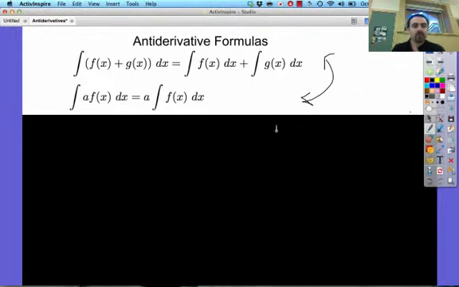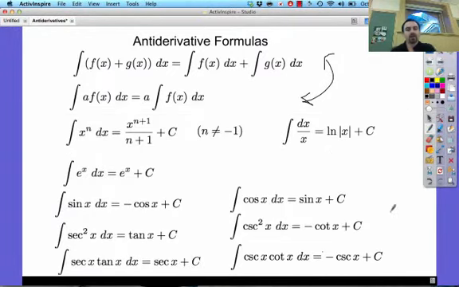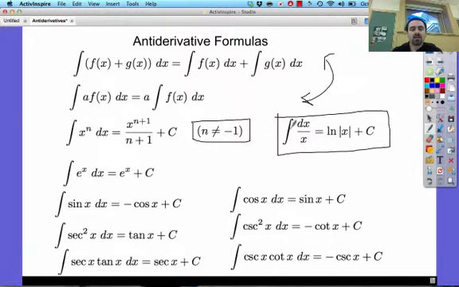Very, very nice. Okay, now we have a whole mess of the others, and these ones you just want to copy down. This is the power rule for antiderivatives. So for instance, if I want to take the antiderivative of x squared, it's going to be x cubed divided by 3 plus the arbitrary constant. And this works only when I'm not looking at x to the negative 1 power. If I'm looking at x to the negative 1 power, the antiderivative of x to the negative 1, or 1 over x, is ln of the absolute value of x.